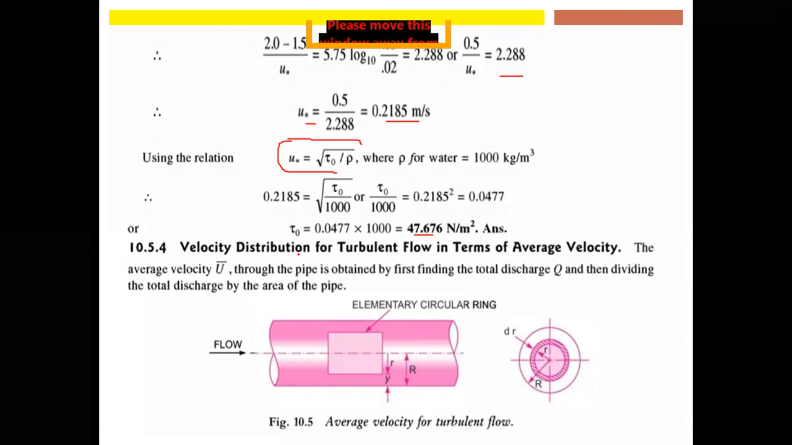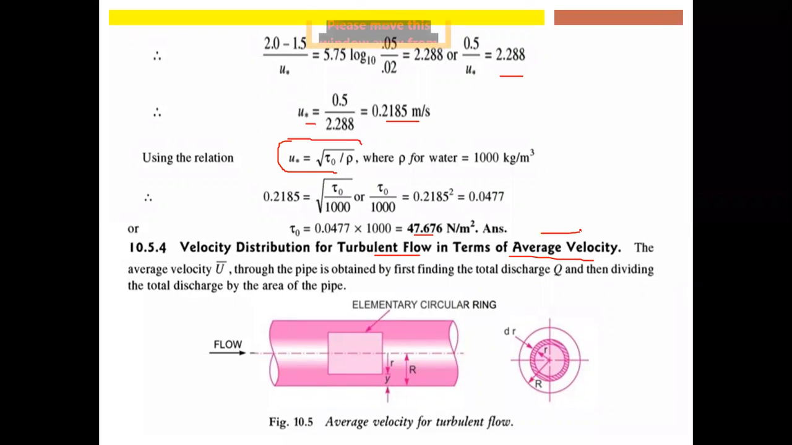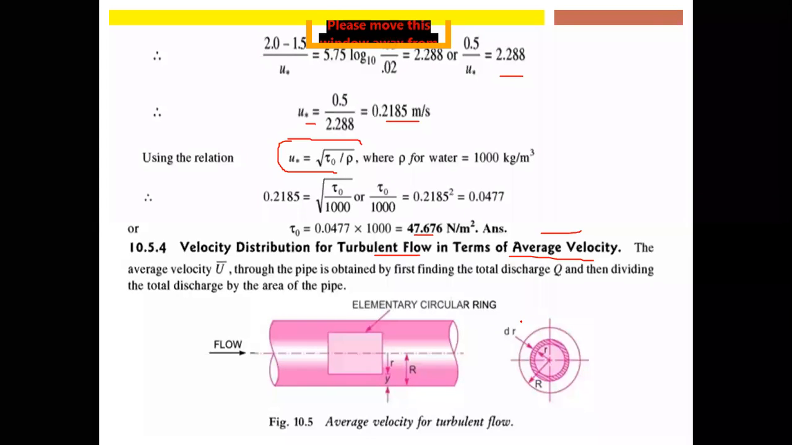Okay, so the velocity distribution for turbulent flow in terms of average velocity. Till now we have covered the various types of stresses, right? So the wall stresses, the smooth flow and rough flow wall stresses. Here we'll see the average velocity, how the turbulent flow acts with the velocity distribution. So this is a front view of the pipe, this is a side view of the pipe, or you can assume the other way.